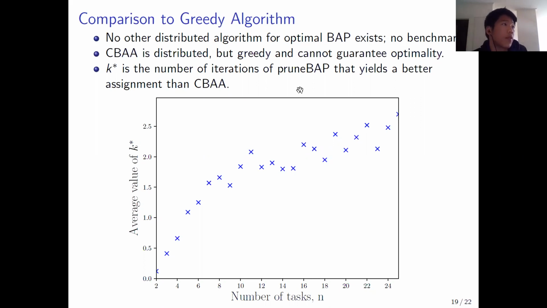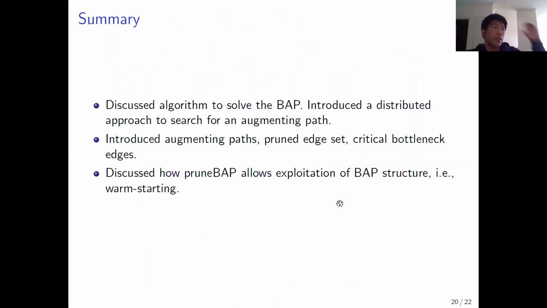So now, what does this graph tell us? Well, K star is the number of iterations of our algorithm that yields a better assignment than CBAA. So it's the number of times that we have to loop through our removing largest edge, finding augmenting path steps. And so what this graph says is for a problem size of about 24 agents, 24 tasks, or 25 agents, 25 tasks, the number of times that we need to loop through that process is only about 2 to 3 times, right? So, yeah, that's the last information slide.